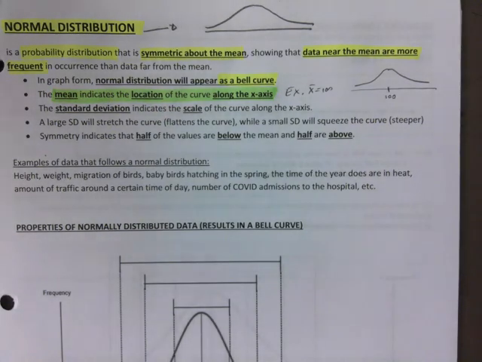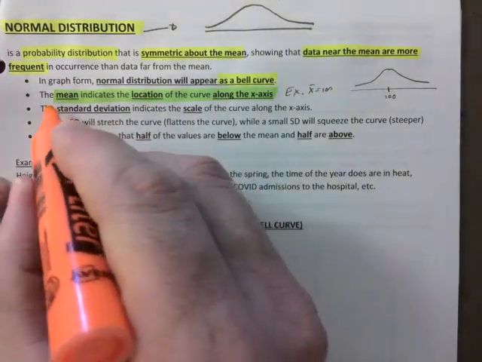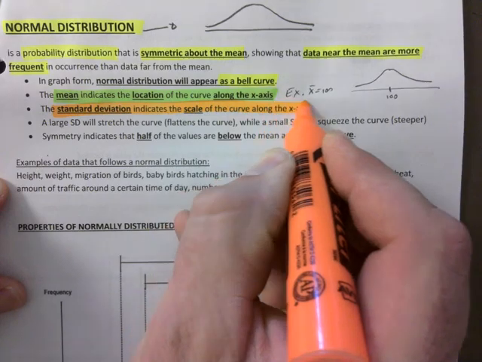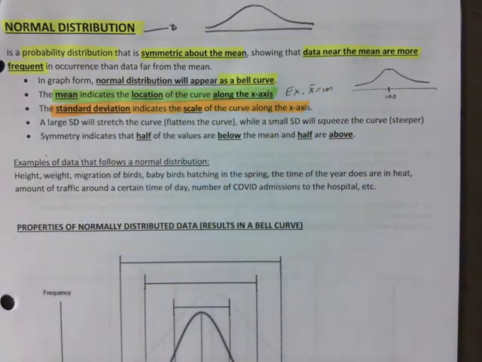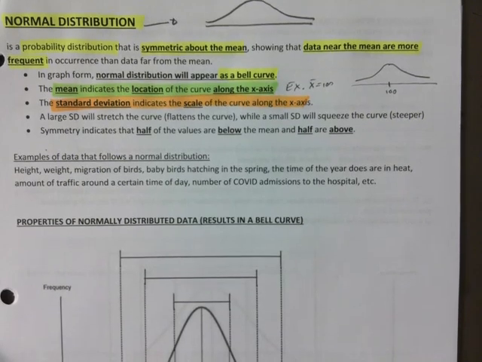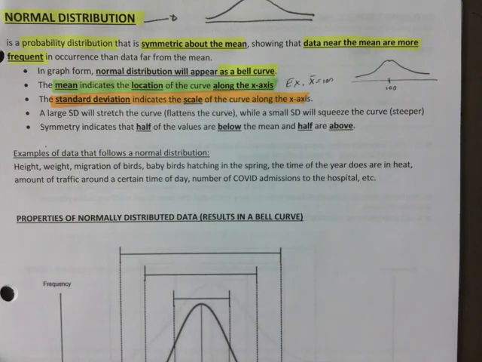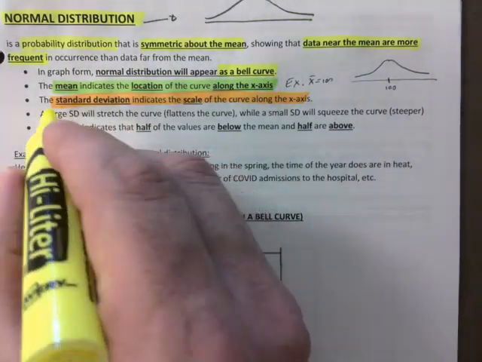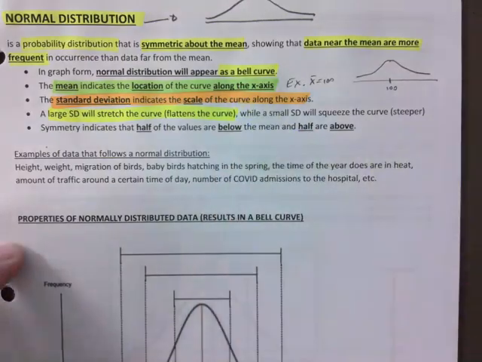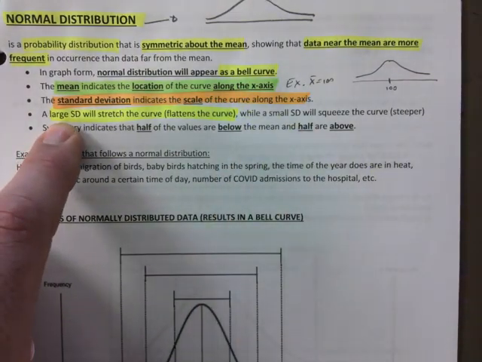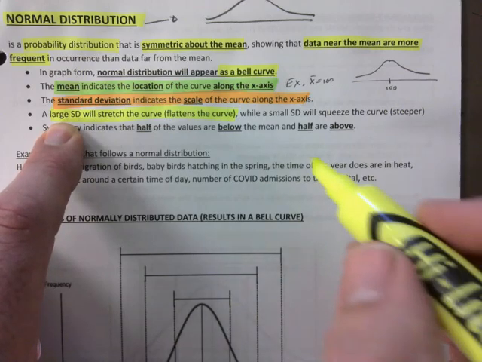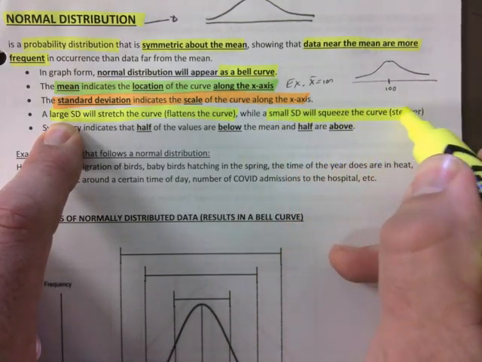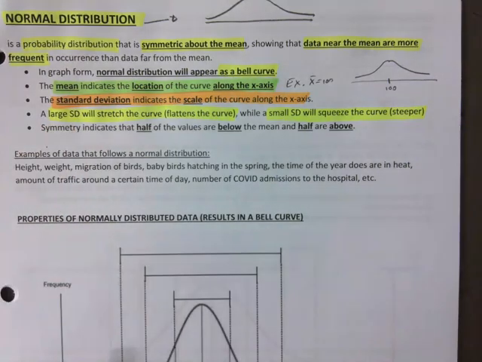And then here's another color for this one. The standard deviation indicates the scale of the curve along the x-axis. I don't have room to add anything to that, so I'll just leave it for now. A large standard deviation will stretch the curve, flatten the curve. This should not be new to you. I already gave you a heads up on that, right? It's a flatter curve, it's more spread out. And a small standard deviation will squeeze the curve, so it will be a steeper curve if that's happening.